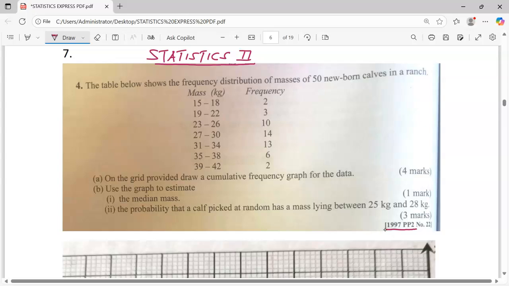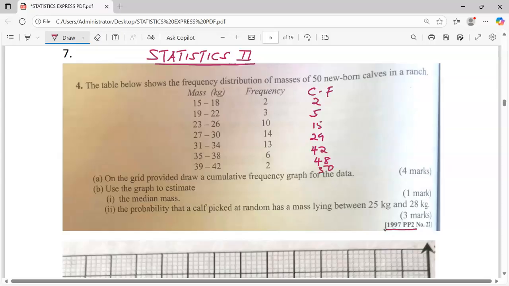For us to draw the cumulative frequency curve, we plot the cumulative frequency against the upper class limits. Therefore, I'm going to begin by introducing the cumulative frequency column. To get the CF, we start with the first frequency, which is 2. Then 2 plus 3, we get 5. 5 plus 10, you get 15. 15 plus 14, you get 29. 29 plus 13, you get 42. 42 plus 6, you get 48. And finally, 48 plus 2, you get 50.